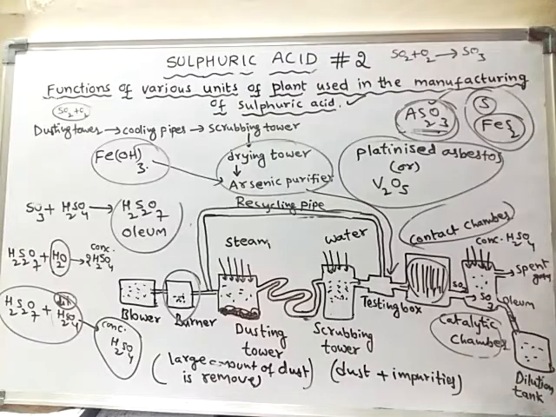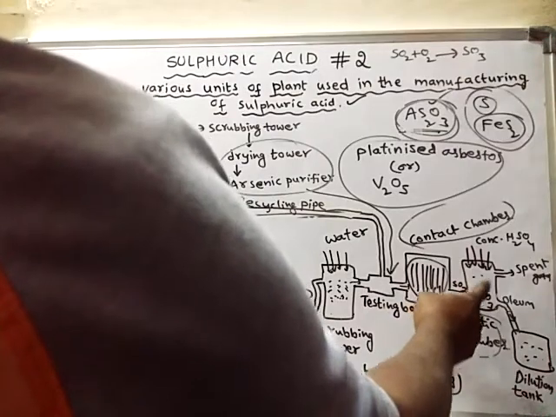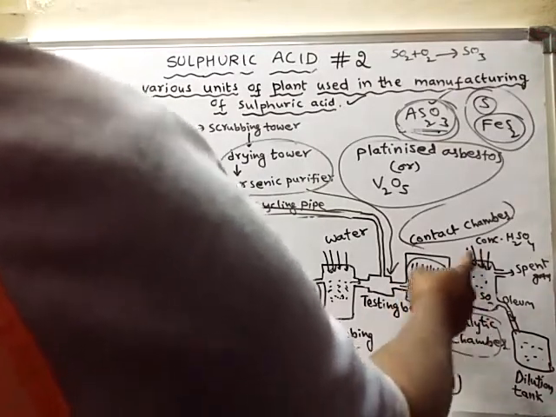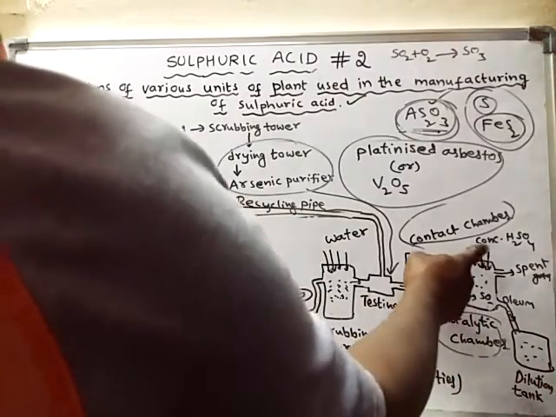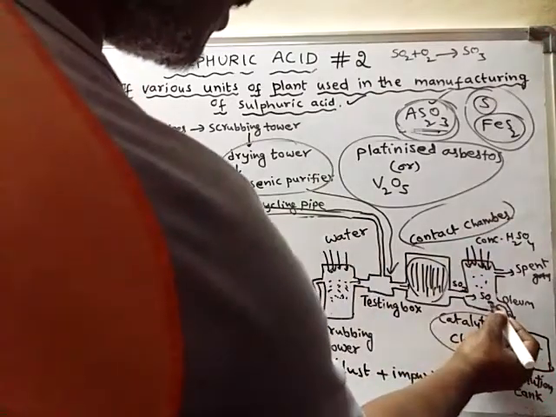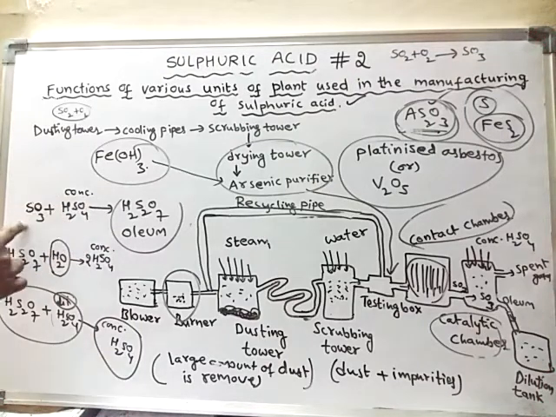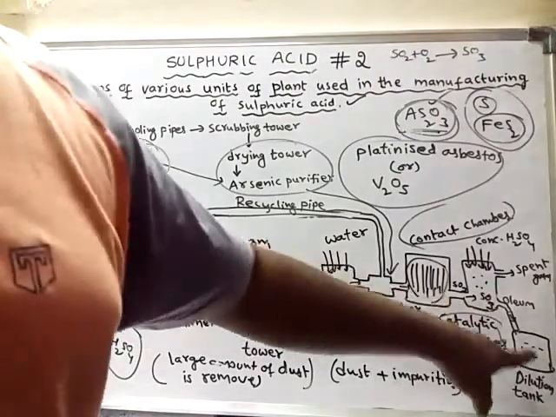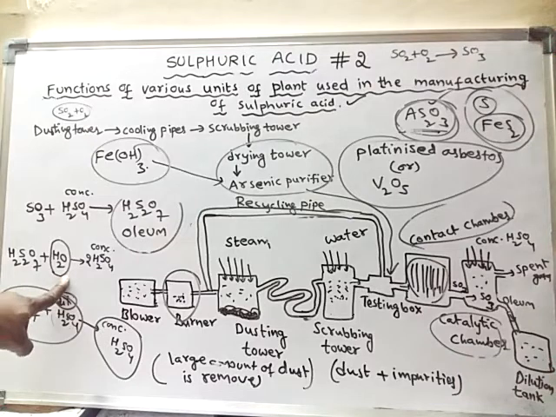So in this way, after formation of SO3 in the contact chamber, this SO3 is sent into the absorption chamber. In the absorption tower, concentrated sulfuric acid is present. The concentrated sulfuric acid will react with the SO3, and the SO3 is converted into oleum. That oleum is then sent into the dilution tank, where it reacts with a calculated amount of water, and finally concentrated sulfuric acid is formed.